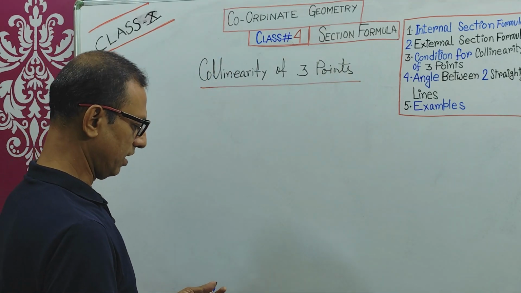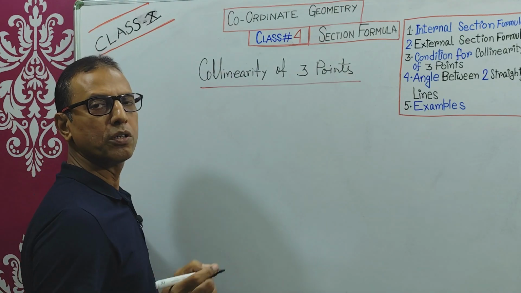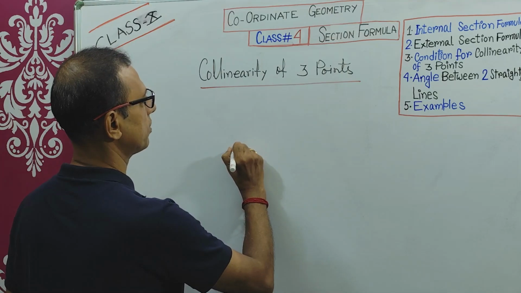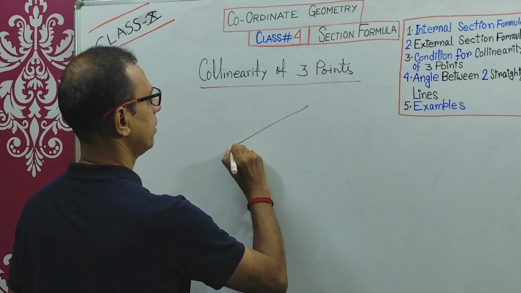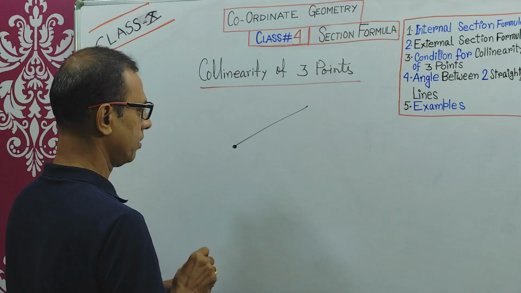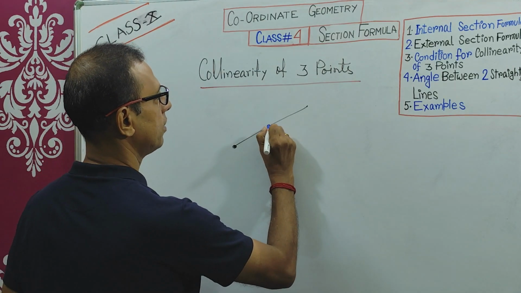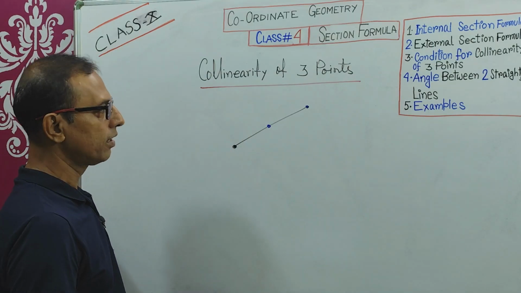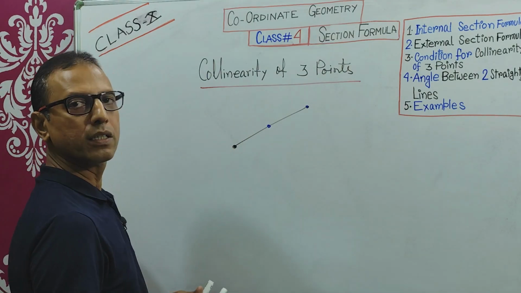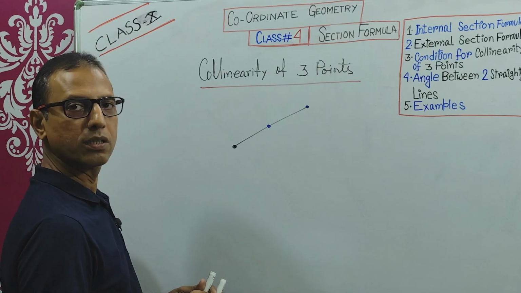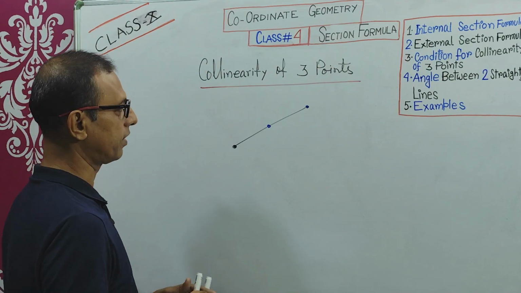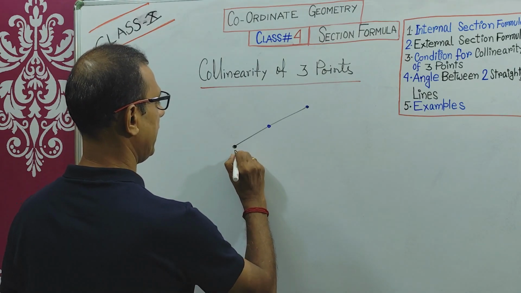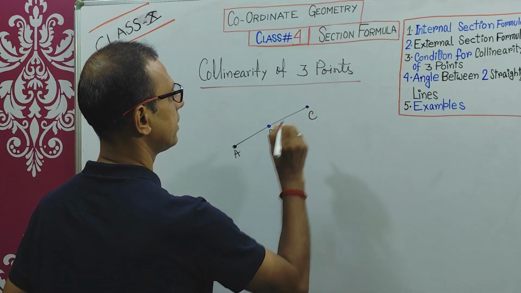It's very simple. To draw a straight line you need a minimum of two points. Here let's say there are three points on a straight line. This is one point, this is another point, and this is another point. Now you can see they are on a straight line, right? Let us prove that these three points are on the same straight line. Let's say they are points A, B and C.